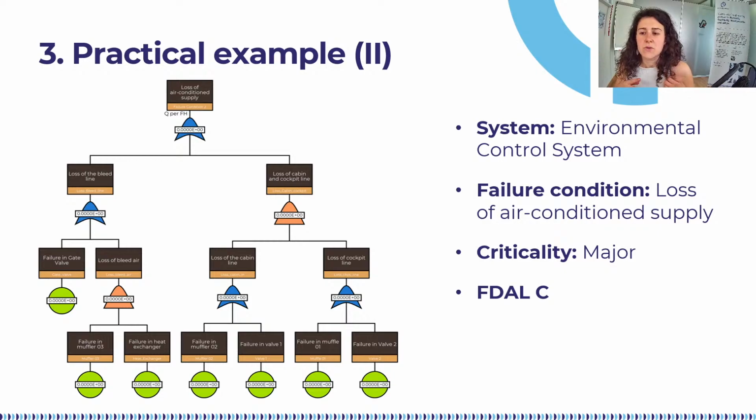Okay, now we go to another failure condition. I would like to explain another failure condition, because then I will summarize all the conclusions that I am explaining. Okay, we are still in the environmental control system of a civil aircraft. So the failure condition is loss of air conditioning supply. In this case, this failure condition is classified as major. So major needs to be FDAL C.